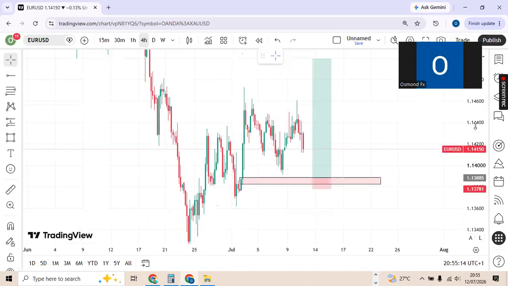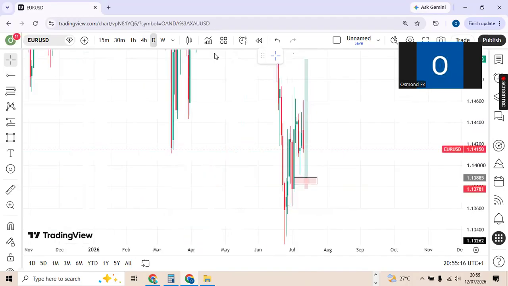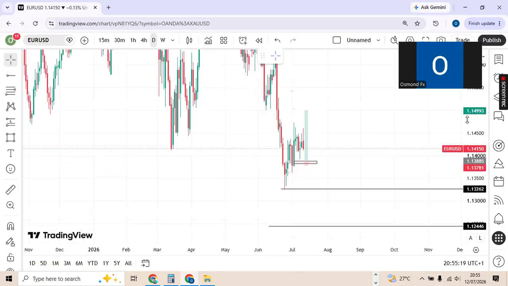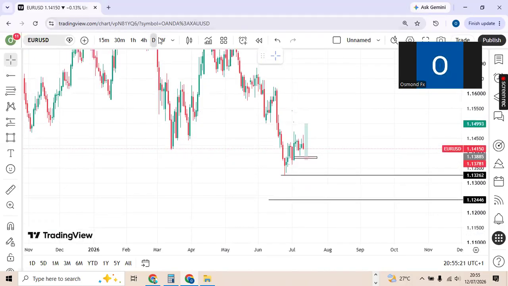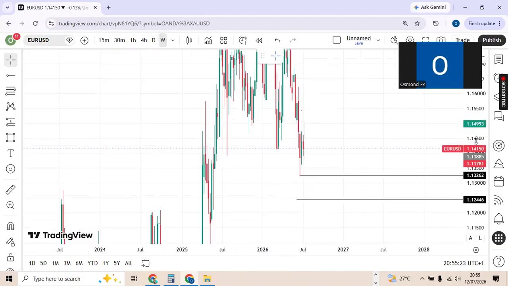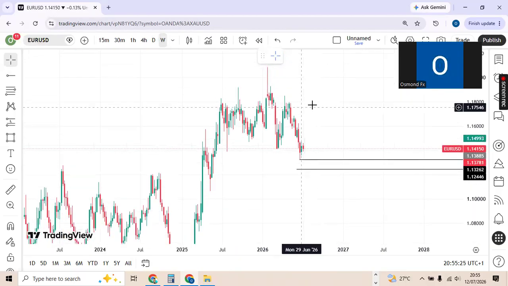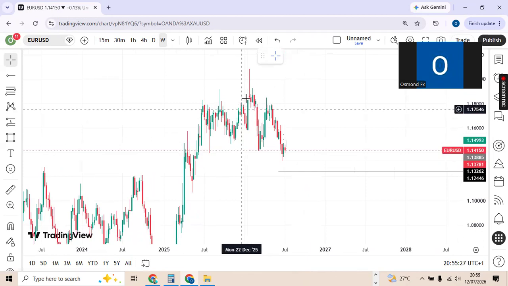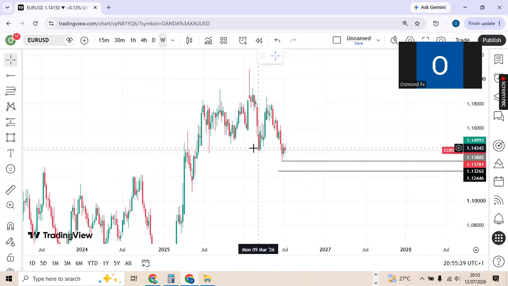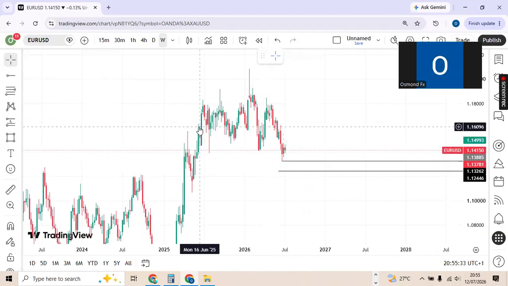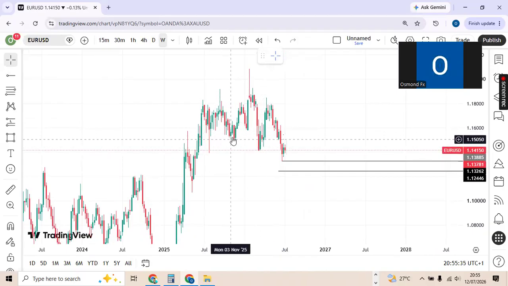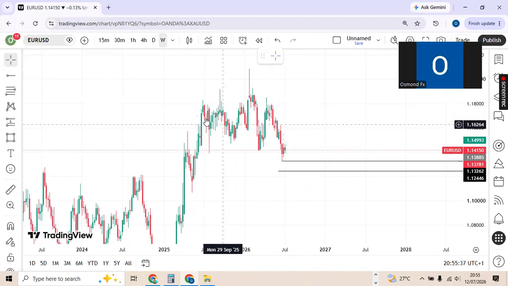So Euro USD, looking at the daily time frame. You guys know that I like to start from the higher time frame to look at what the market is doing, right? Now we can all see that the market changed character, changed structure here. The market was kind of ranging in this area.